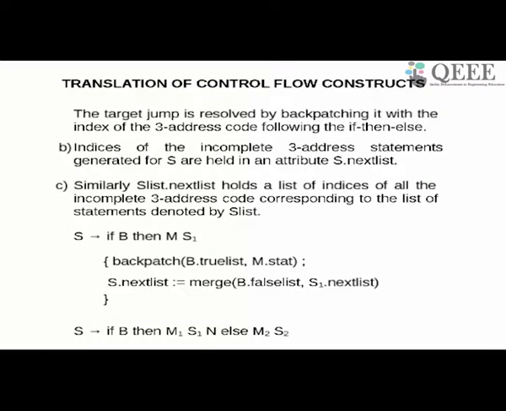The line says backpatch, which means fill up the B.true list with M1.stack, and you can see the M1 before S1; the then part's first address has been noted in M1. Along the same lines, the B.false list is backpatched with M2.stack, which is also perfect. Right? The else part has been connected with B.